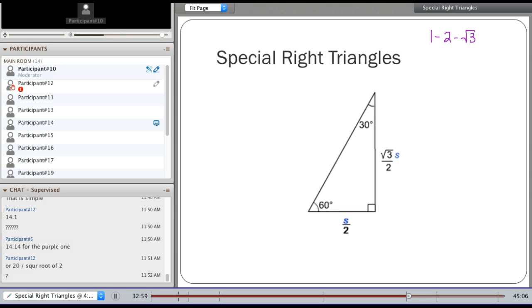Oh, and I don't know what happened to this slide here. This is strange. I don't remember putting this on my slide. So let's get rid of that.